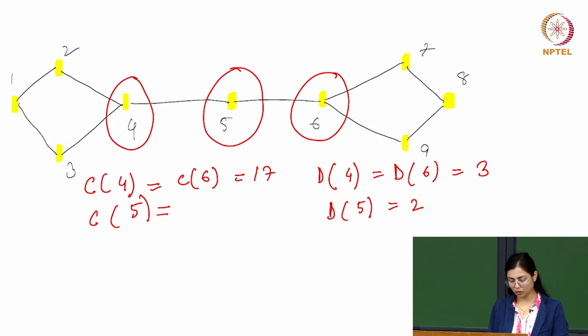I think the closeness centrality for 5 should be more than 4 or 6. Yeah, it should be more, because it is in the middle, so to 4 and 6 it will have a smaller distance. 5 will have the minimum distance compared to 4 and 6, because it is in the center.